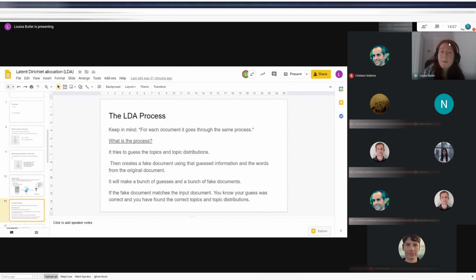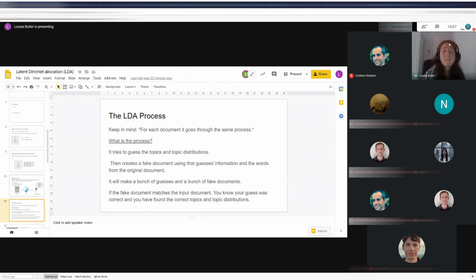Keep in mind, you've put in a bunch of documents, and the LDA applies the process I'm about to talk about to each of those documents individually. The example I'm talking about is applying it to one document, but it will then apply it to all of the documents that you fed into the model. So what is the process?